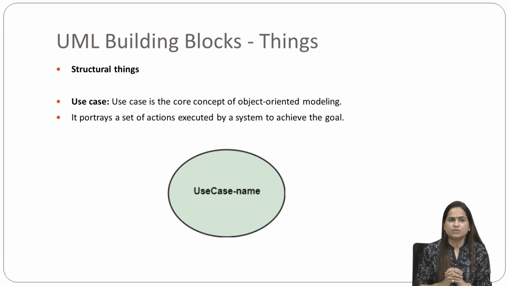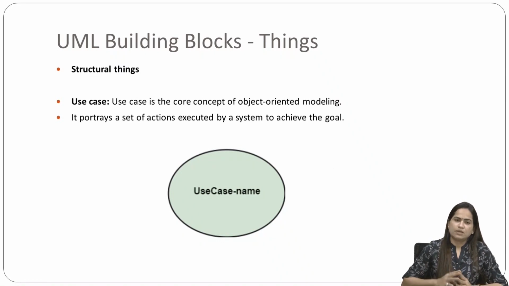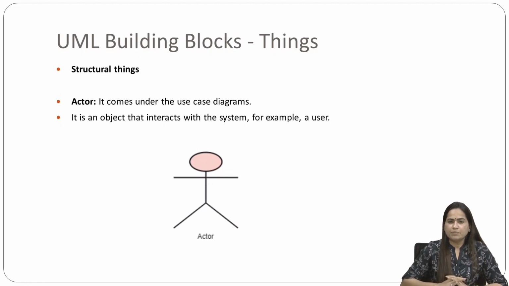Next one we have is use case. Use case is the core concept of object oriented modeling. It portrays a set of actions executed by a system to achieve the goal. The symbol is an ellipse, but without any dotted line, and in it you will have the name of the use case. Then after we have actor.